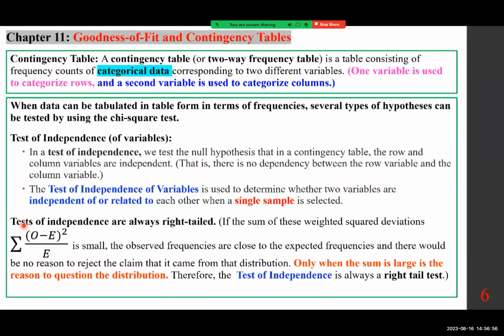Please continue. Tests of independence are always right-tailed. If the sum of these weighted square deviations, the summation of (O minus E) squared over E, is small, the observed frequencies are close to the expected frequencies, and there would be no reason to reject the claim that it came from the distribution. Only when the sum is large is there reason to question the distribution. Therefore, the test of independence is always a right-tailed test. Excellent. So in essence, it uses the same procedure as a multinomial when it comes to calculating the test statistic.